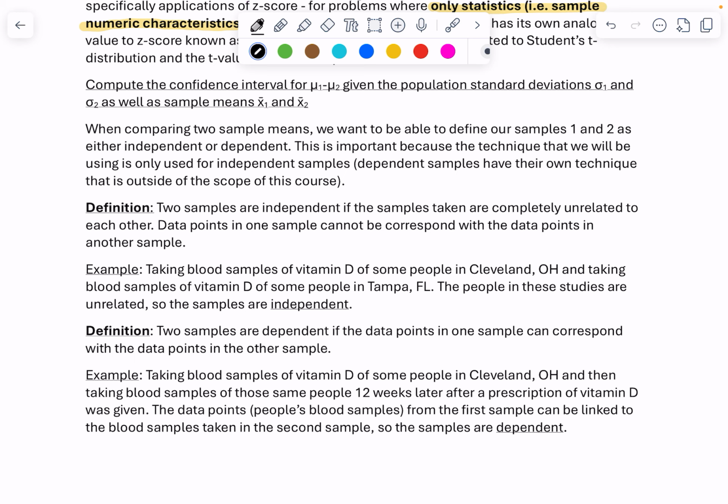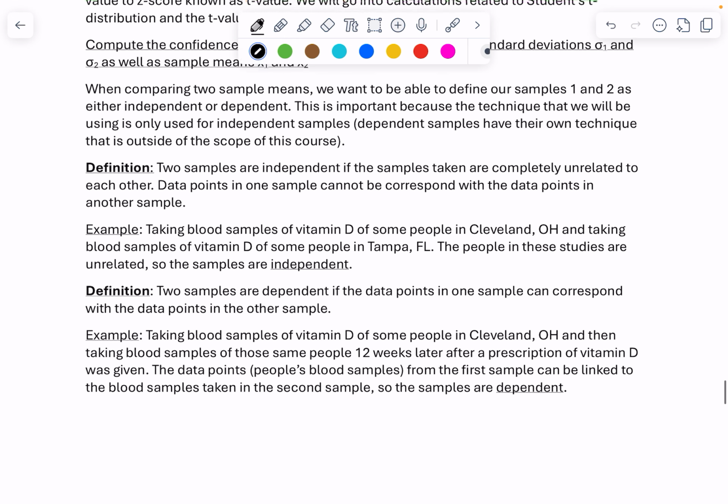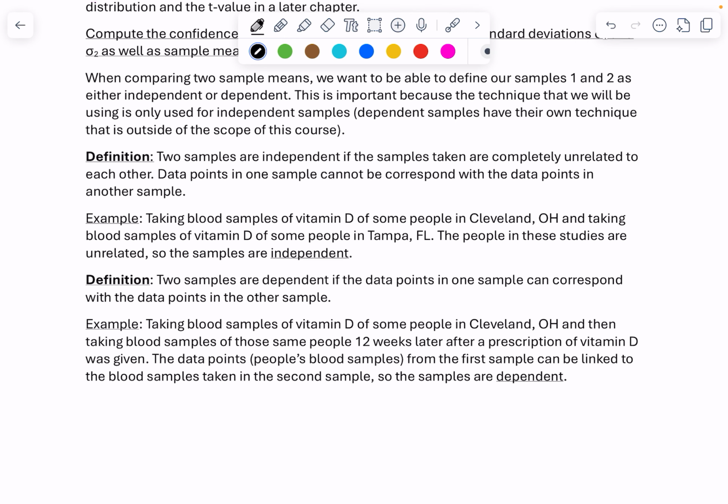And this brings us to our first couple of definitions for this chapter: how can we define if two samples are independent from each other or dependent on each other? Two samples are independent if the samples are completely unrelated to each other in nature and in how they were taken. In other words, the data points from one sample cannot correspond with the data points in another sample. And here we have an example of that.